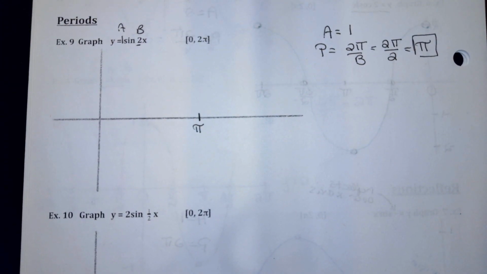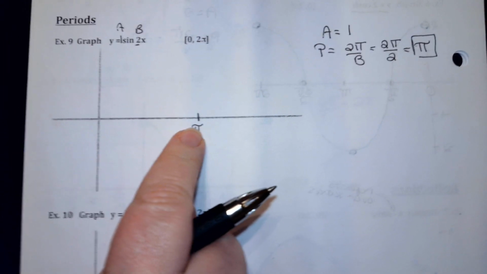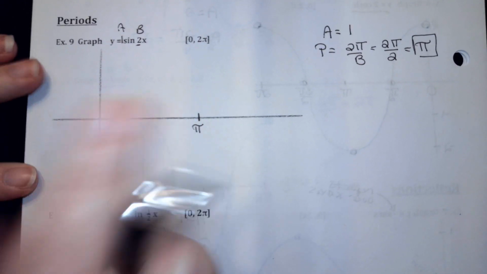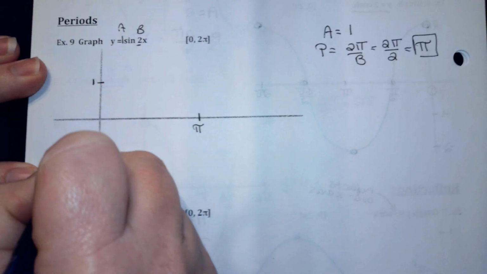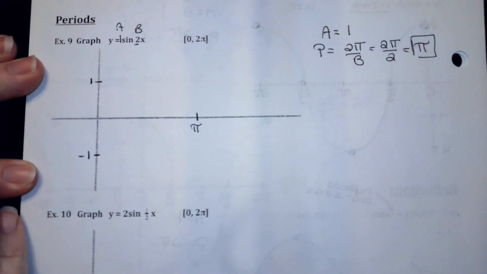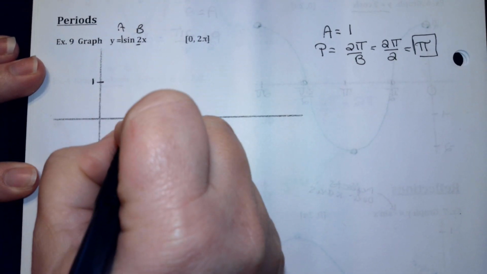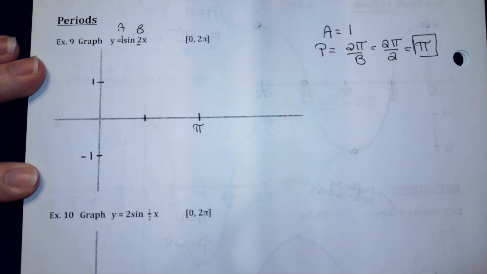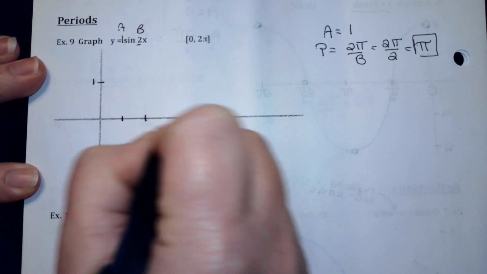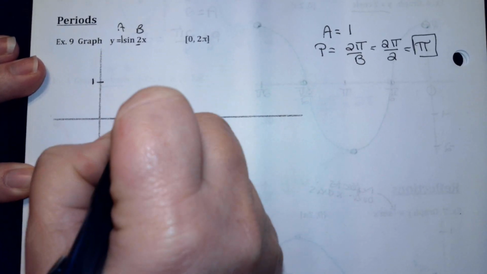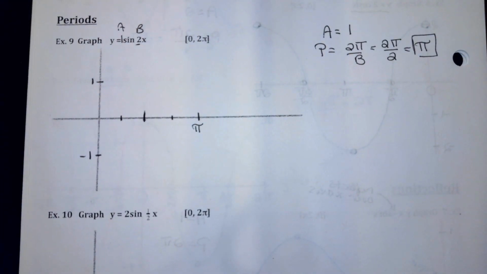Alright, so what does that mean for us? That means by the time we hit pi, we should have a complete cycle. So our amplitude is 1. Alright, now, we know that we're going to need the halfway point, and then we need the halfway point between these two right here, and the halfway point between these two right here. Okay. So let's get to work on finding this.